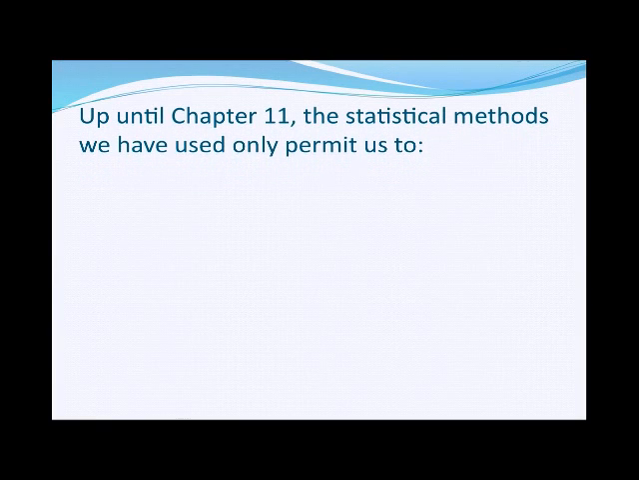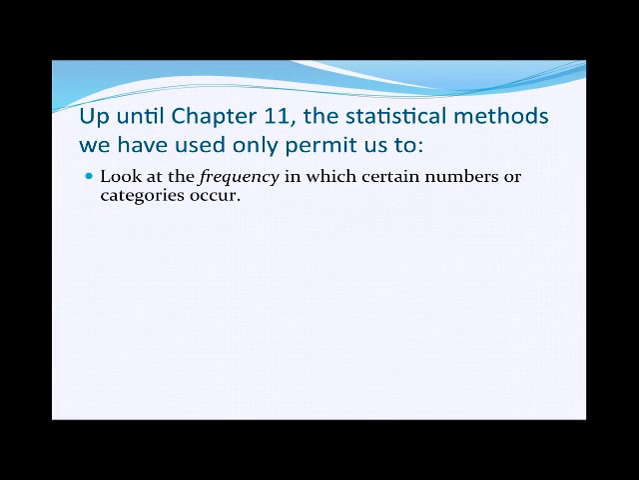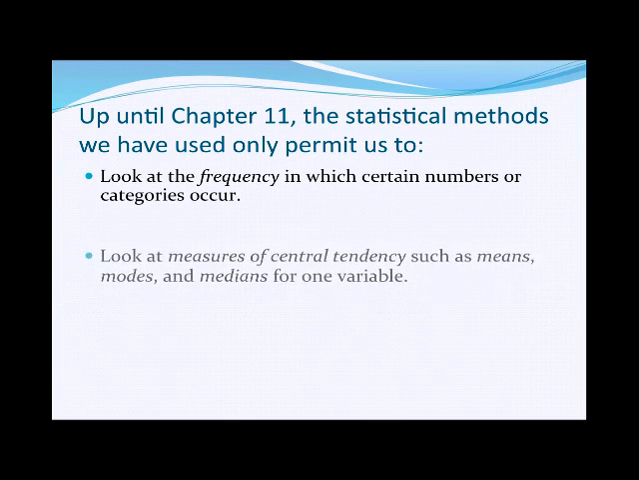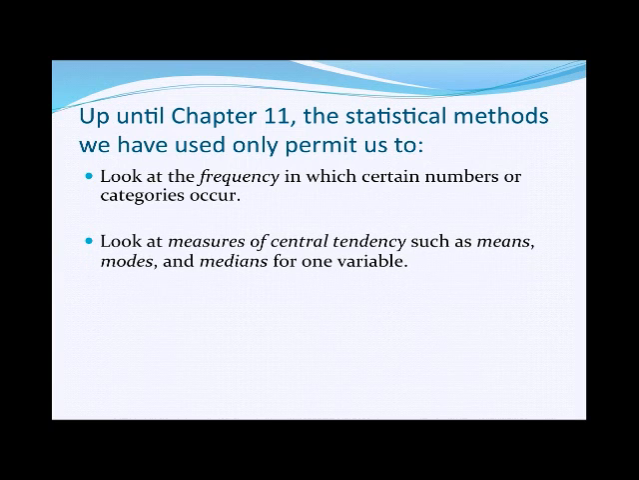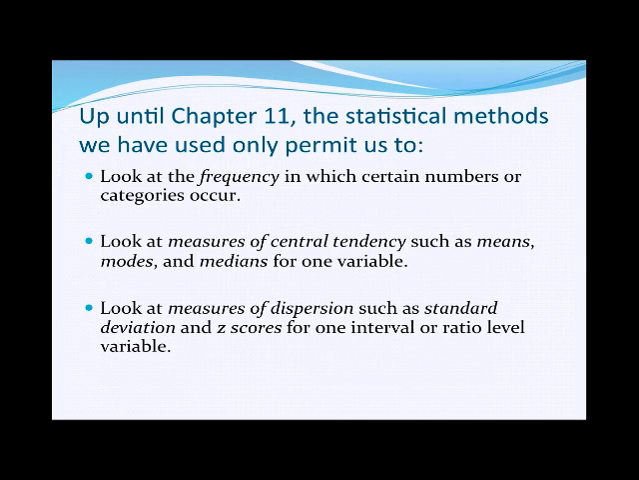Now, up until Chapter 11, the statistical methods that we have used only permit us to look at the frequency in which certain numbers or categories occur, look at measures of central tendency, such as means, modes, and medians for one variable, and look at measures of dispersion, such as standard deviation and z-scores for one interval or ratio level variable.